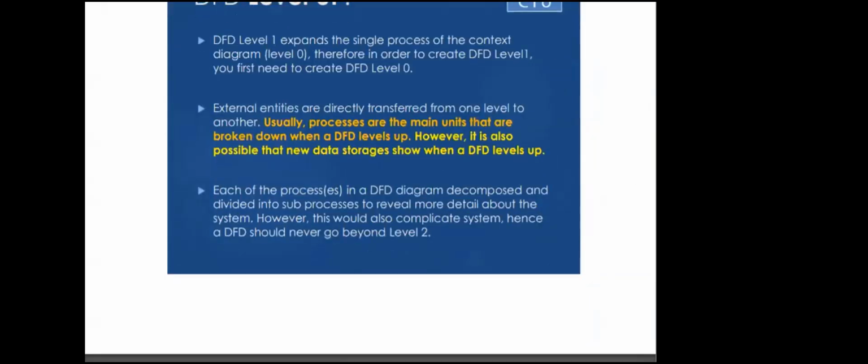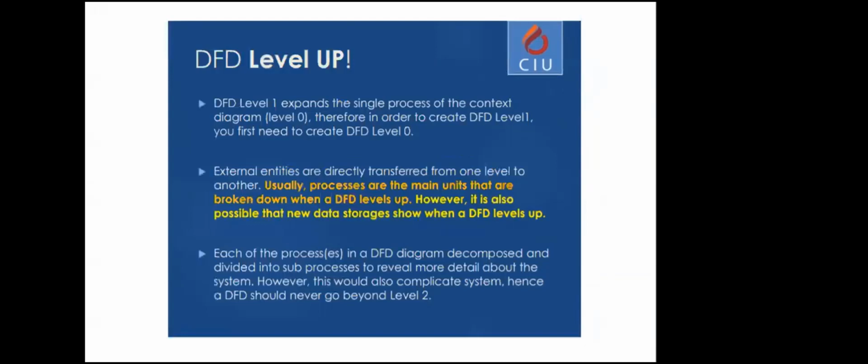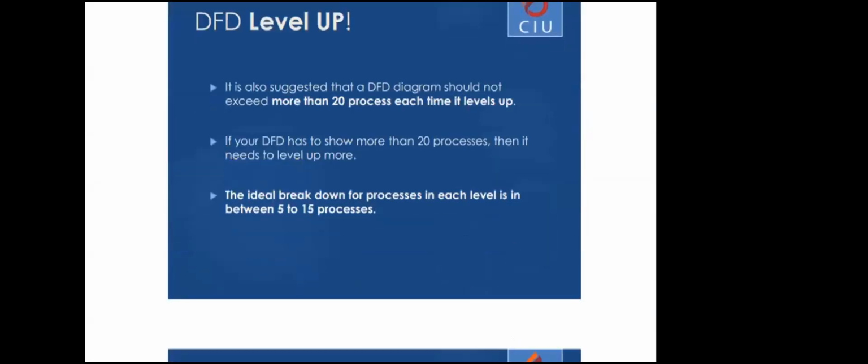So the DFD can level up, something we already mentioned. Each time you understand this by breaking up the processes. Usually processes are the main units that are broken down when a DFD levels up. However, it is also possible that new data storages show when a DFD levels up. Each of these processes in a DFD decompose and are divided into sub-processes to reveal more details about the system. And each time you do that, you go to a different level. Usually, you break down this to 10 to 15 processes each time. If you're going to break more, this means that you have to go to a different level.